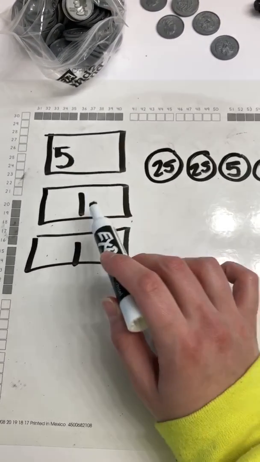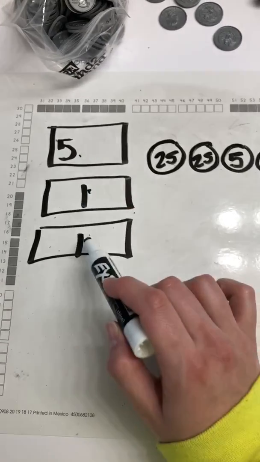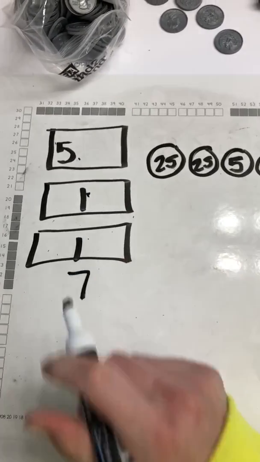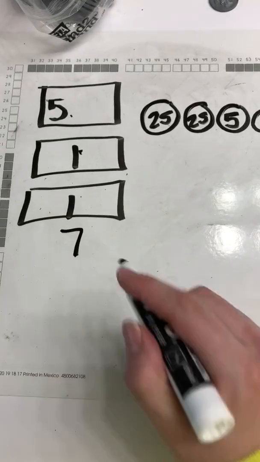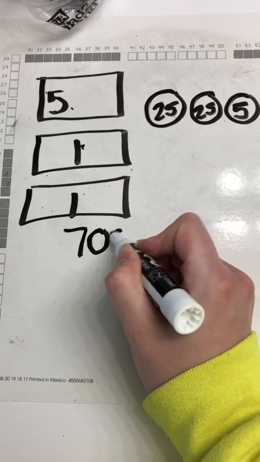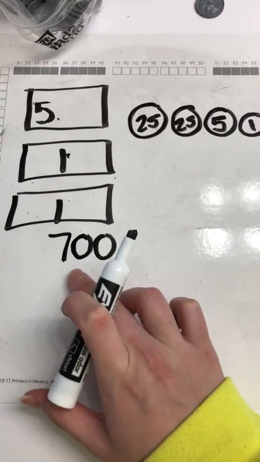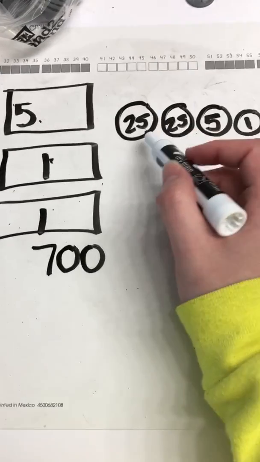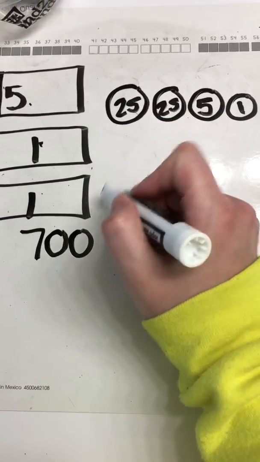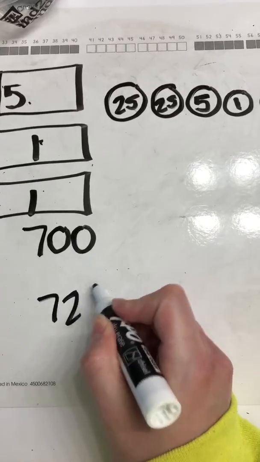We have 5 plus 1 plus 1. So 5, 6, 7. So I have $7 there. Or how many cents would that be? That would be 700 cents. Remember, $7 would be 700 cents. I have $7. Now I need to add my coins with it. 700 plus 25. Okay, if you need to add.